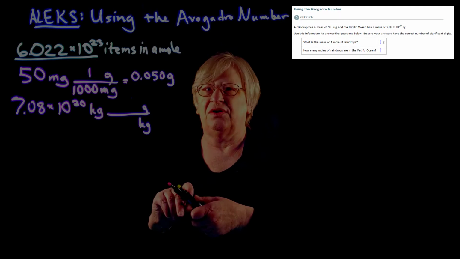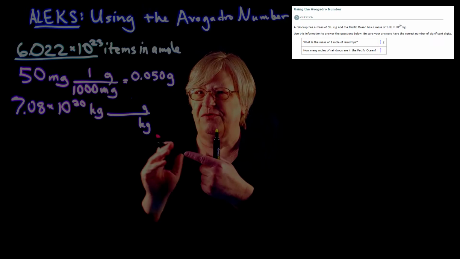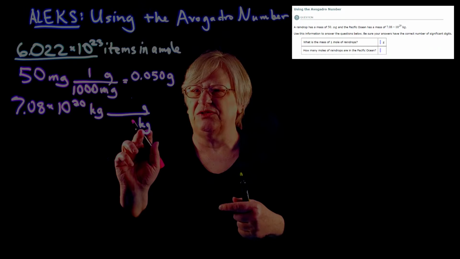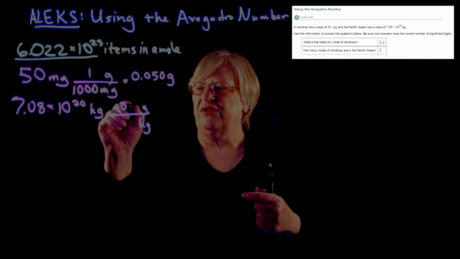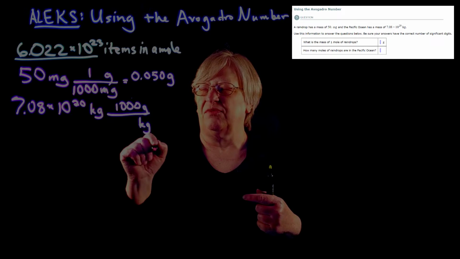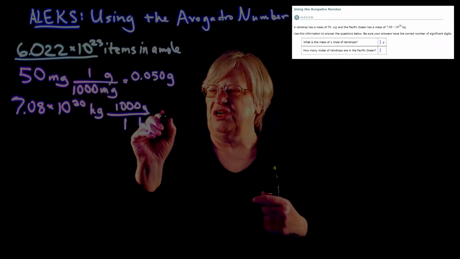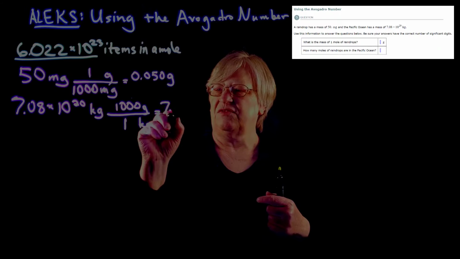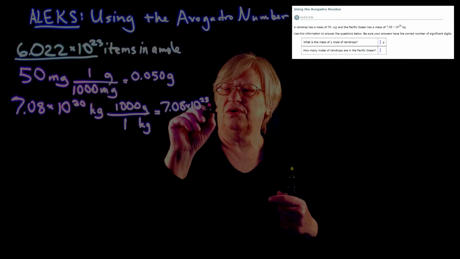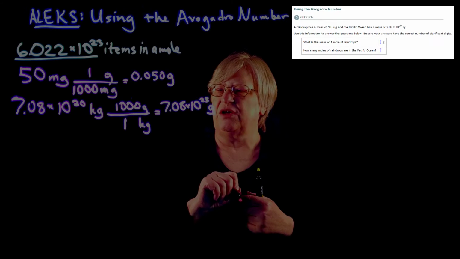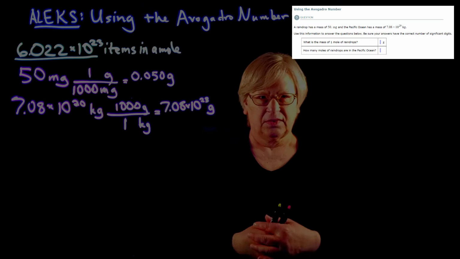So kilograms are bigger than grams. And again, the unit is 1,000, but the prefix means thousand, not thousandth. So we have 1,000 of the small guys, and this time grams are the small one, not the big one, in the one. So we're going to change this and come up with 7.08 times 10 to the 23rd grams. That's how big the Pacific Ocean is in grams. That's how much it would weigh.